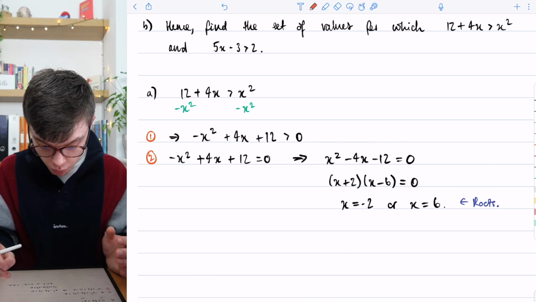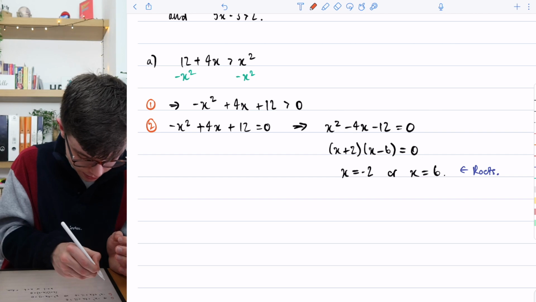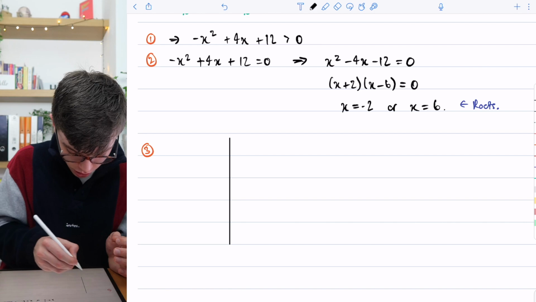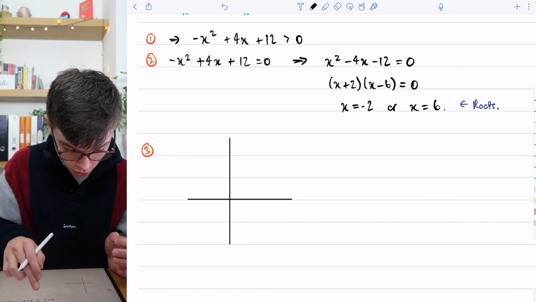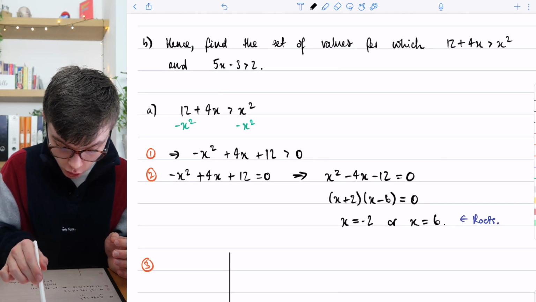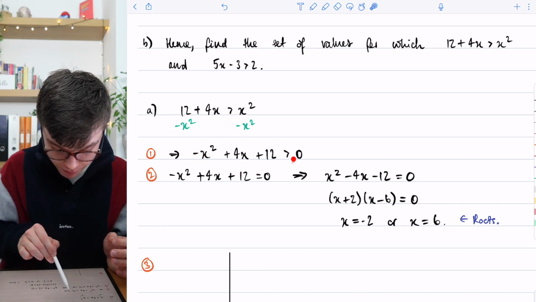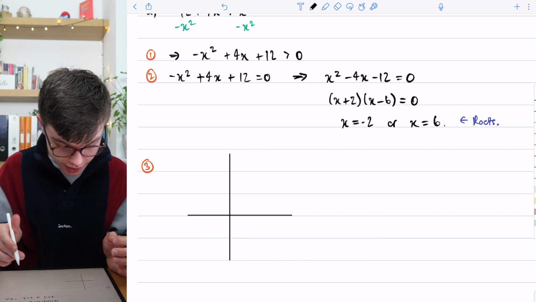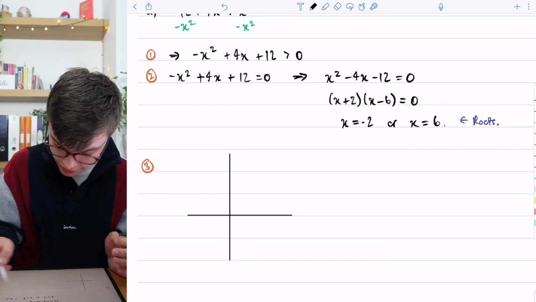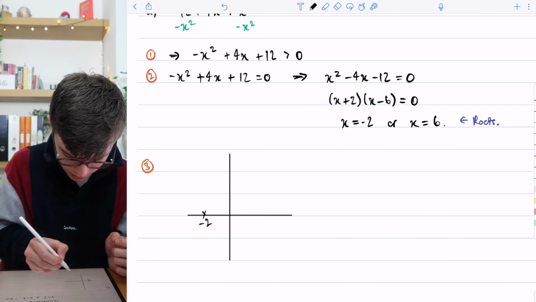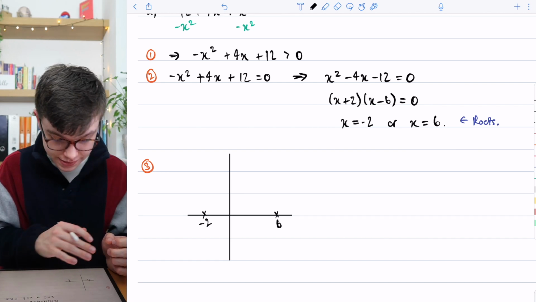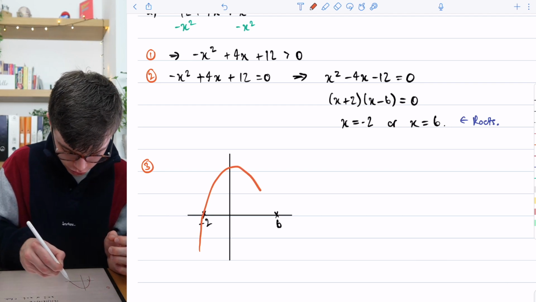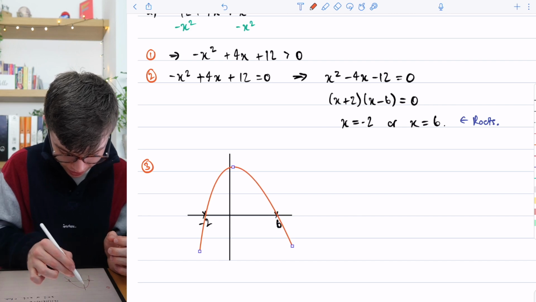Right, part 3 then wanted me to sketch. So if we do a sketch of the graph, it was originally, well, we're looking for this graph being greater than 0. And so it's a negative graph here. So let's put our roots on first: minus 2 and positive 6. It's a negative, so it's going to be an N-shaped. And we'll draw it in orange again. It's going to look something like that.